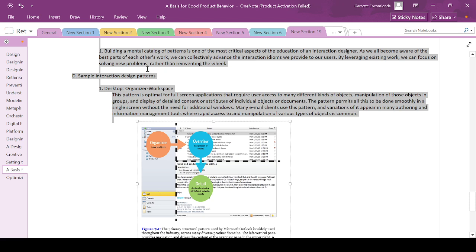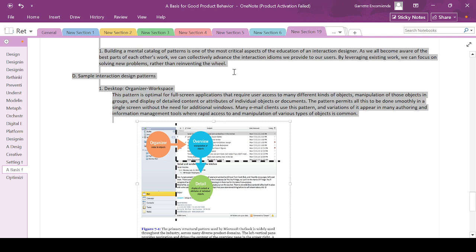dialog videos. Building a mental model of catalog patterns is one of the most critical aspects of the education of an interaction designer. As we become aware of the best parts of each other's work, we can collectively advance the interaction idioms we provide to our users. By leveraging existing work, we can focus on solving new problems rather than reinventing the wheel.